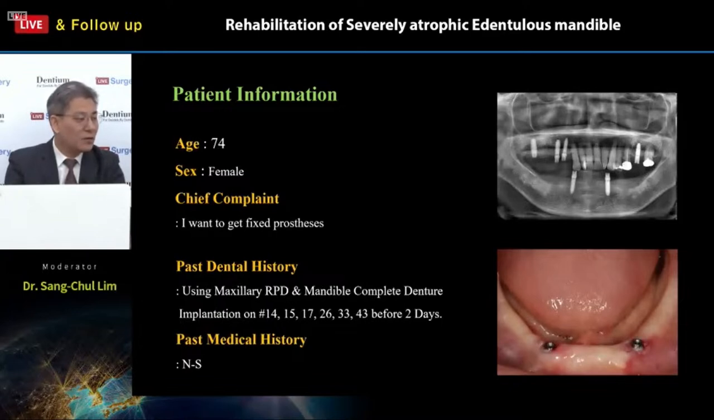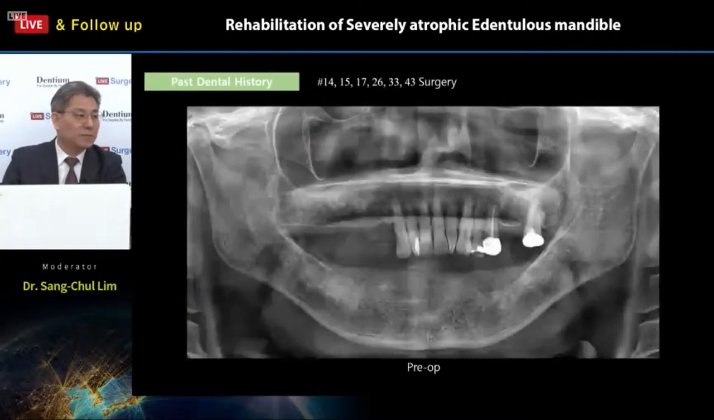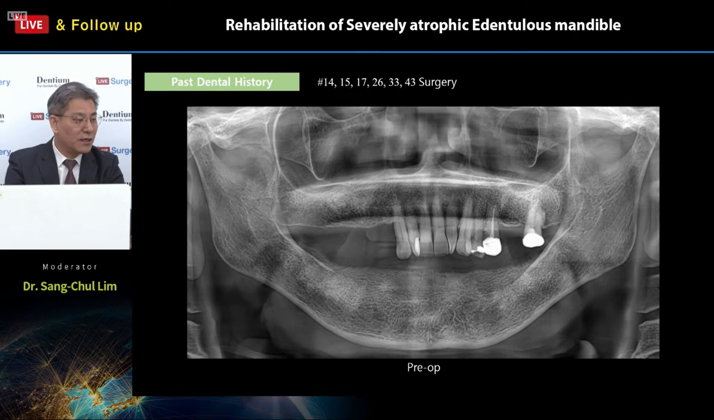She got the implant on number 14, 15, 17, 26, 33, 43, 2 days ago. Past medical history is non-specific. It is a panoramic view at the first visit to the Well Dental Clinic. As you can see, lower mandible was edentulous, upper partial edentulous. So she wears the RPD on maxilla, the complete dentures on mandible.